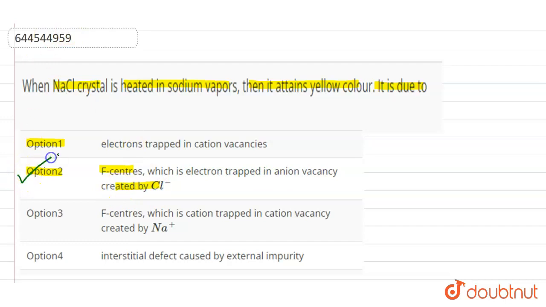Alright. And option 3, F center, which is cation trapped in cation vacancy created by sodium, is a wrong answer because the vacancy is created by the anion, not by the cation. And option 4 is interstitial defect caused by external impurity, which is also a wrong answer here. So the correct answer is option 2.